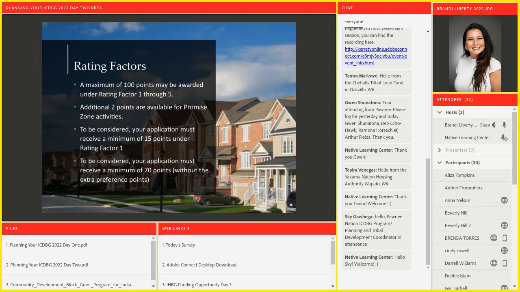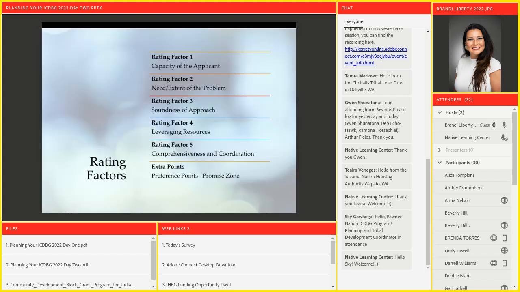To be considered all across the board, after going through all your rating factors, your application must receive a minimum of 70 points without those extra preference points. I can tell you that most applications that are awarded typically range in the 90s. I've seen a few that have been in the 80s, around 88, 89. So it really just depends on where those factors fall. But I want you to keep that in mind.